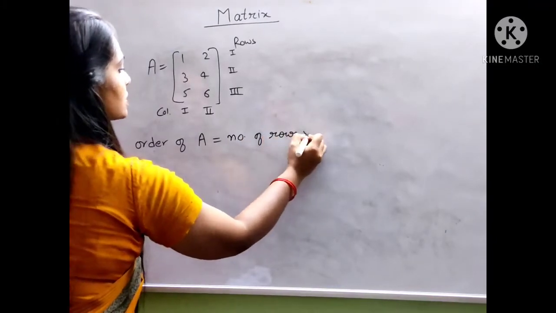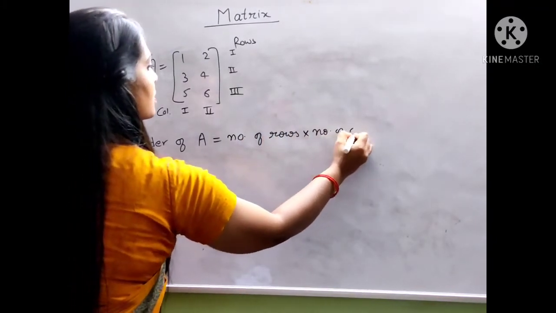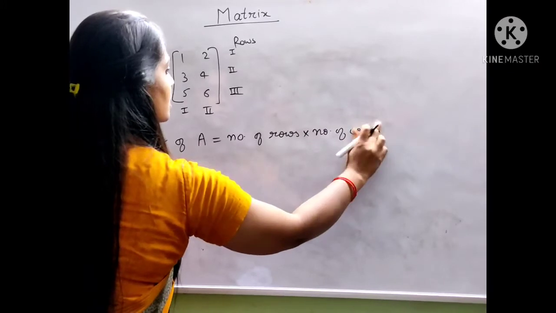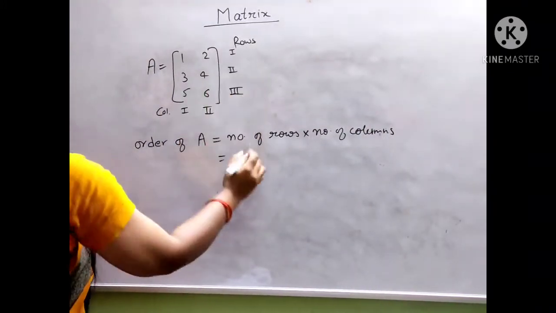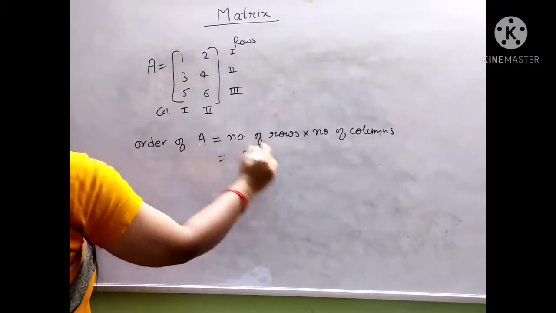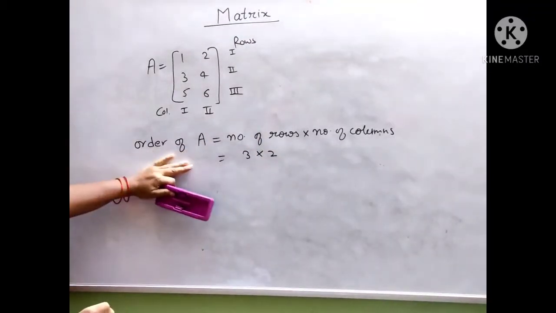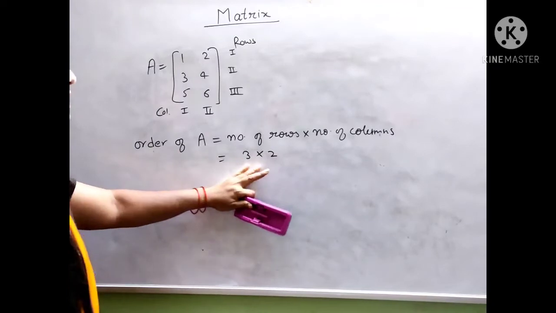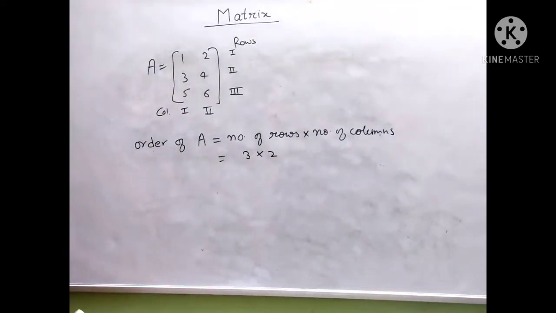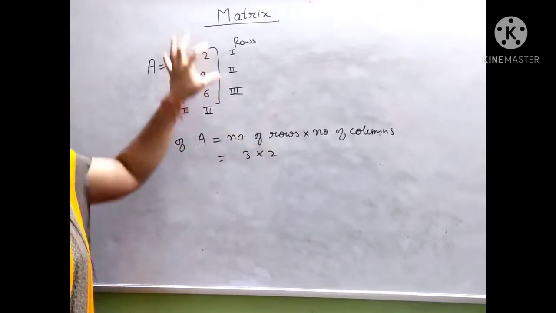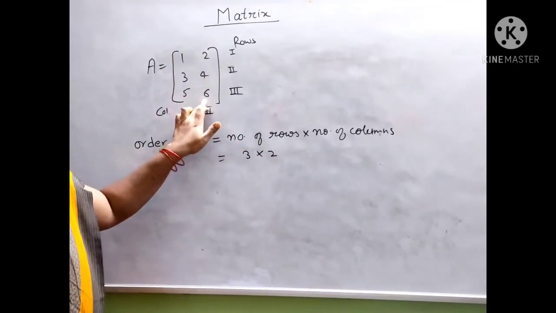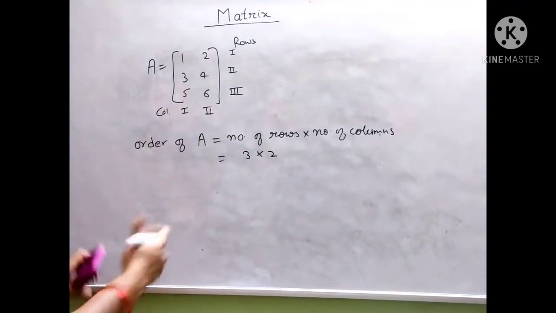Number of rows by number of columns. So how many rows are there? 3. And how many columns are there? 2. So here we can find out the order of the matrix as 3 by 2. And we can observe 3 2s are 6. So here how many elements are there? 6 elements are present in this matrix.